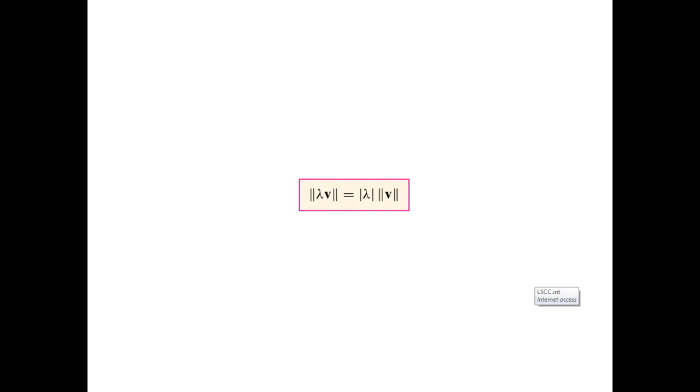If that lambda is positive, though, the scaled vector lambda v will be in the same direction as the vector v. If lambda is a number greater than 1, it'll be a longer vector. If the lambda is, remember, always positive, in this case, between 0 and 1, it's going to scale it down, make it shorter.